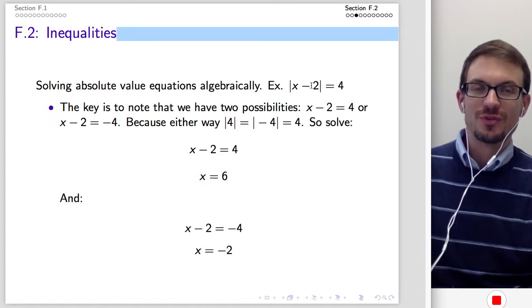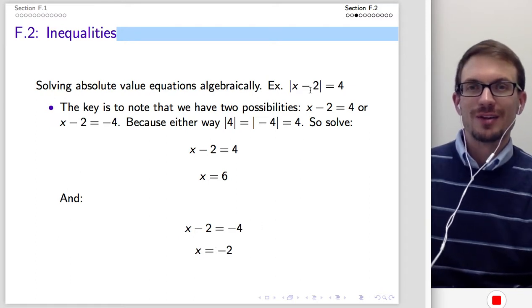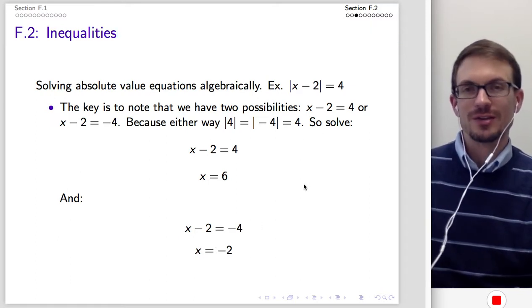Plugging in 6 minus 2 is 4. Sure, that works. Minus 2 minus 2, that's minus 4. Absolute value is positive 4, so that works.